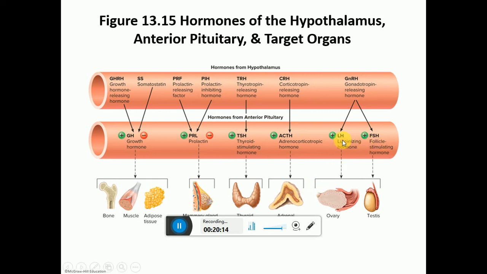The next two hormones, LH and FSH, are under the control of gonadotropin releasing hormones from the hypothalamus, and as you can see, they go either to the ovary or the testis. The ovary is going to release estrogen and progesterone, while the testis will release testosterone.